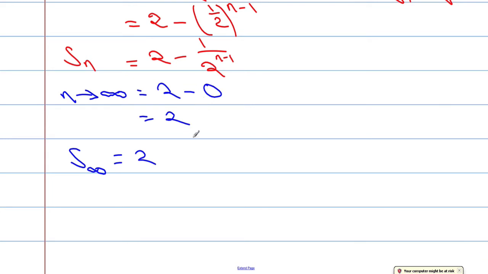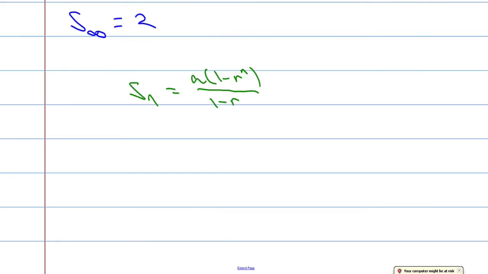Okay, so let's consider a general situation. Suppose I want the sum to infinity. Let's just consider the sum of the first n values. Well, we know that that's a times 1 minus r to the power of n over 1 minus r. Let's expand it out now and see what happens. That's going to equal a minus a times r to the power of n over 1 minus r.